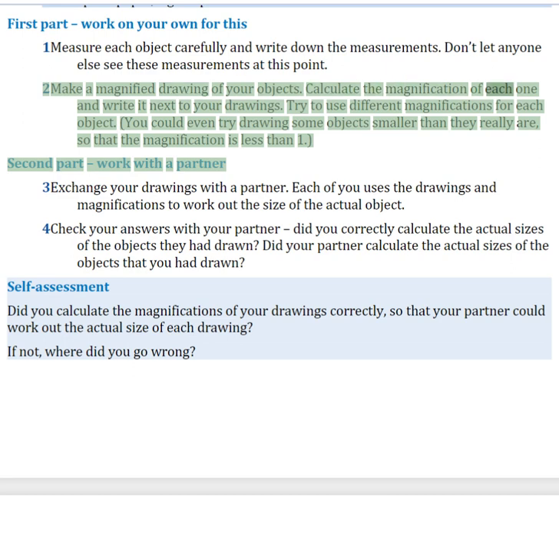Calculate the magnification of each one and write it next to your drawings. Try to use different magnifications for each object. Second part, work with a partner.